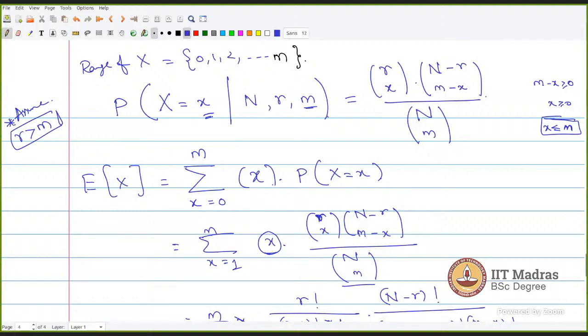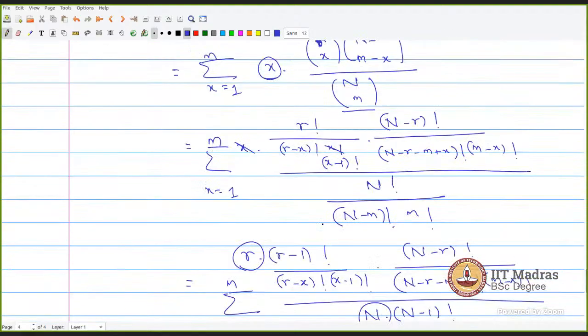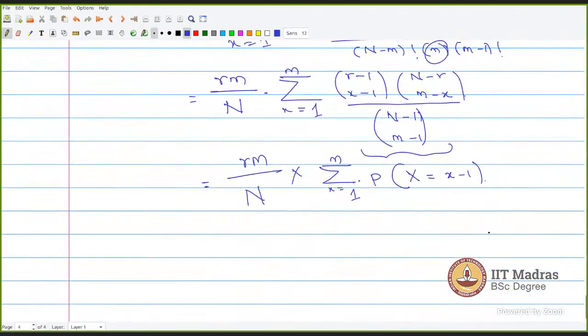What is the probability that x takes m? You just have to add all the probabilities in the support of x. So if you add all the probabilities in the support of x, this will turn out to be equal to 1. And ultimately we will get rm by n.